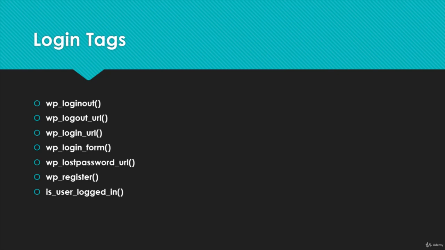Then we have the login form function, which will just output a simple login form, followed by the lost password URL and register functions, which will output links to those pages. Lastly, we have the is_user_logged_in function, which will return true or false if the user is logged in.